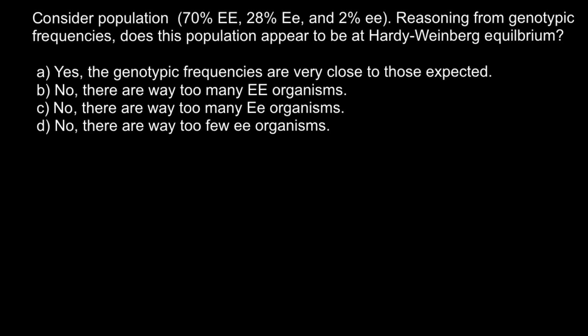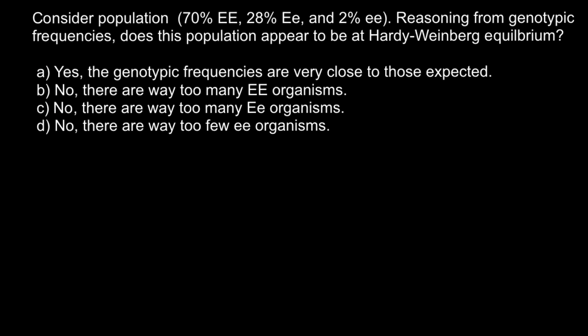And here's a problem. Consider a population 70% homozygous dominant, 28% heterozygous, and 2% homozygous recessive. Reasoning from genotypic frequencies, does this population appear to be at Hardy-Weinberg equilibrium or not? So here are 4 answers to choose from.